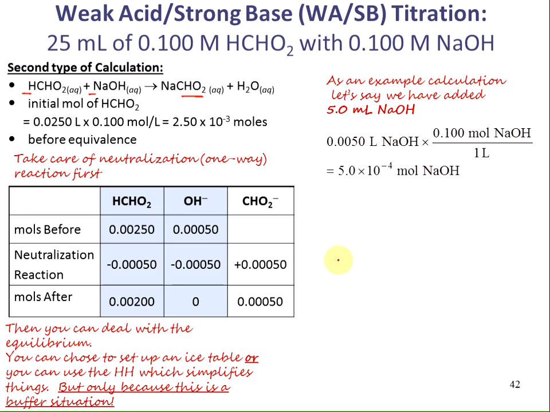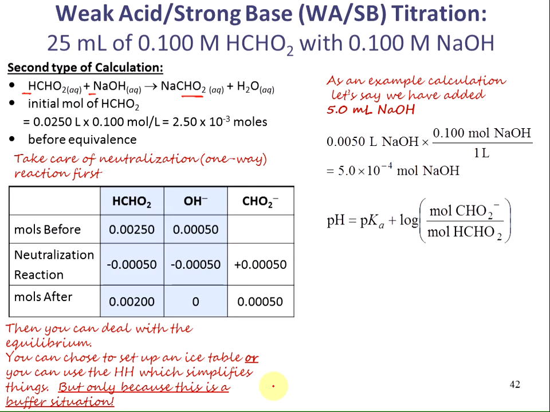Now I can either choose to set up an ice table or use the Henderson-Hasselbalch equation, which simplifies things. But the only reason why we can use the Henderson-Hasselbalch equation in this situation is because we're in a buffer. So only at calculation type 2 with weak acids, strong bases, or type 2 with weak bases, strong acids, can you use the Henderson-Hasselbalch equation, because those are your buffer regions. So only in the buffer region can you use the Henderson-Hasselbalch equation.